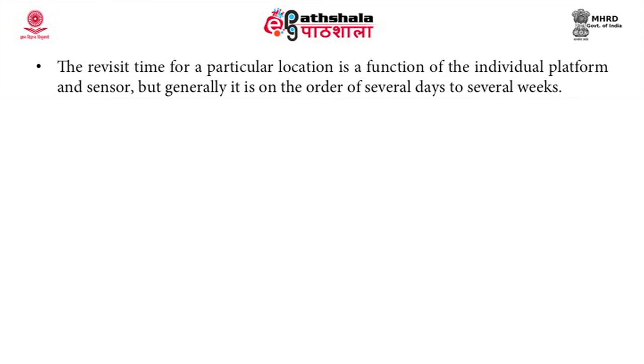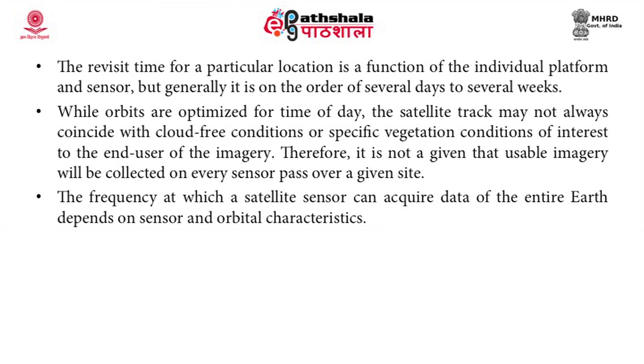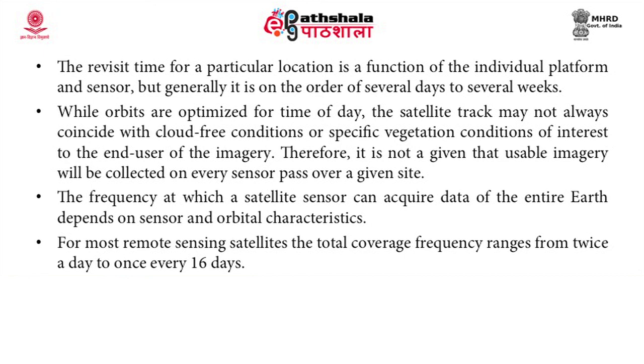While orbits are optimized for time of day, the satellite track may not always coincide with cloud-free conditions or specific vegetation conditions of interest to the end user of the imagery. Therefore, it is not a given that usable imagery will be collected on every sensor pass over a given site. The frequency at which a satellite sensor can acquire data of the entire Earth depends on sensor and orbital characteristics. For most remote sensing satellites, the total coverage frequency ranges from twice a day to once every 16 days.